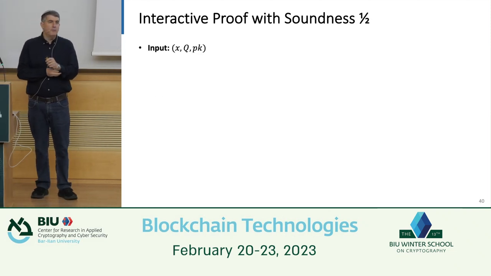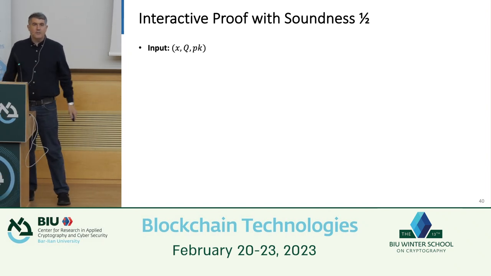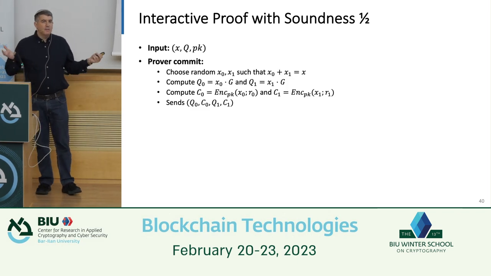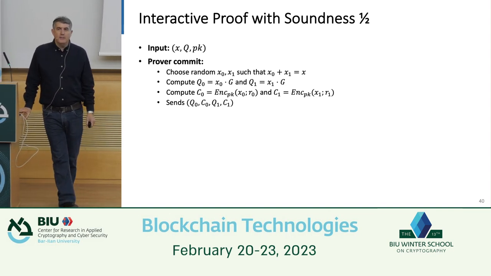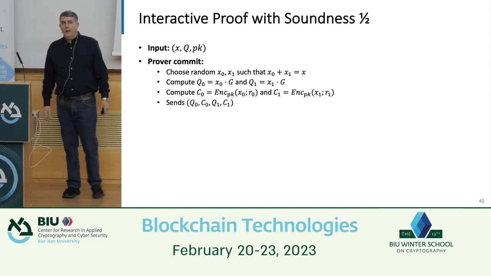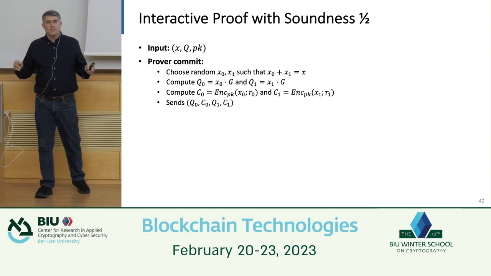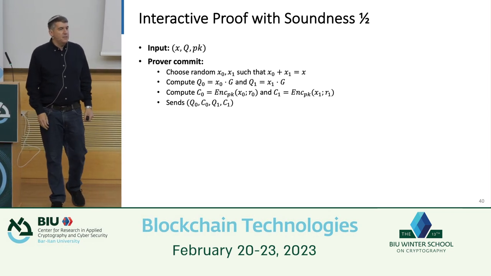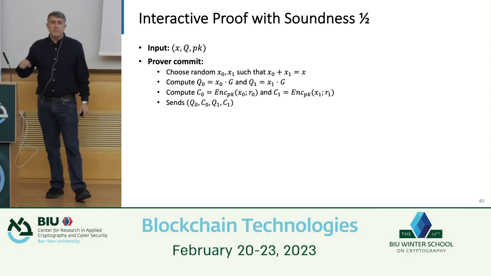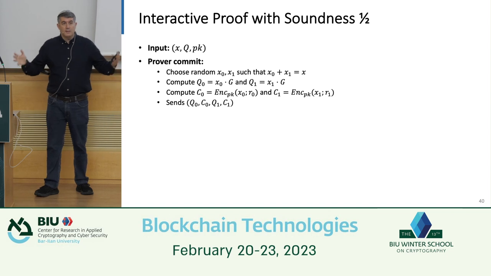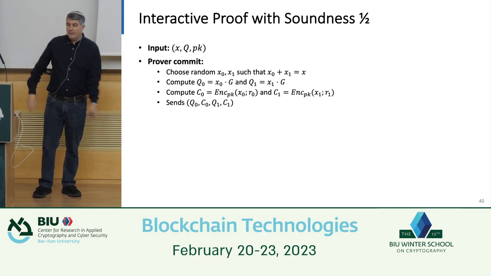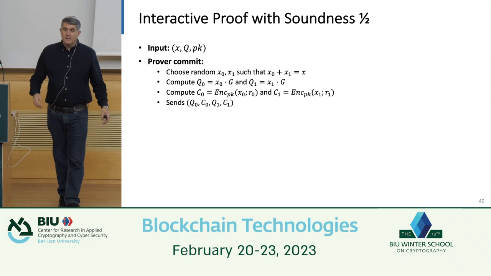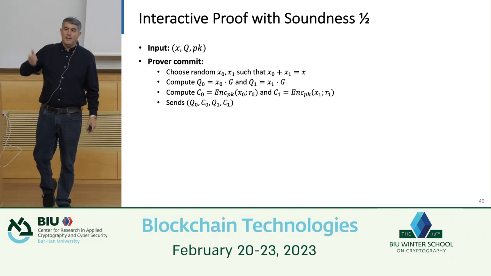Okay. So here we go. I'm going to show you how to do an interactive proof with soundness 1/2 to start with. So I have X, Q, and PK. The first thing I'm going to do is choose random X0 and X1 so that X0 plus X1 equals X. And I'm going to compute Q0 and Q1, the public keys, so to speak, so X0 times G and X1 times G. Note that Q0 and Q1 should obviously sum to Q, the public key of what I'm backing up. Then I'm going to encrypt X0 and encrypt X1 and give all of this to the verifier. So I give them Q0, C0, Q1, and C1.